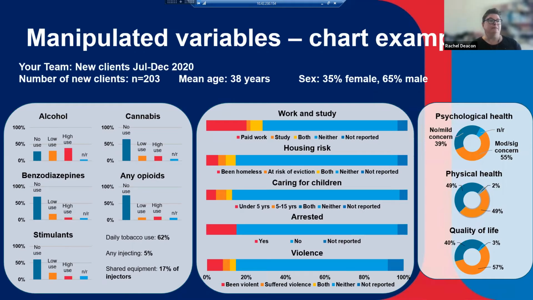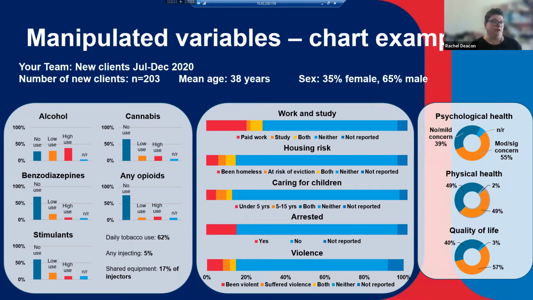The middle item here shows how those social risk variables, now that they're combined into stacked variables, can show at a glance how many clients are either working or studying, which is a marker of some involvement in community and society. So here, around 20% of clients are either working or studying, or both.